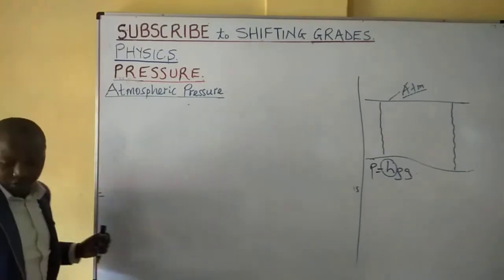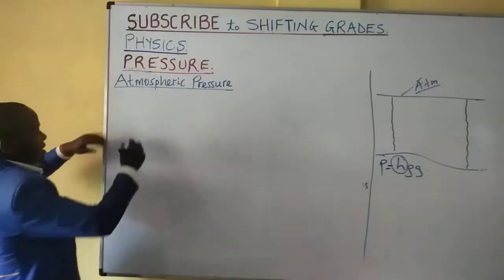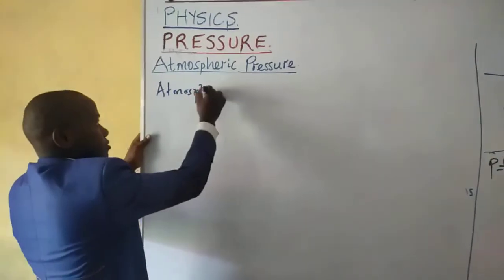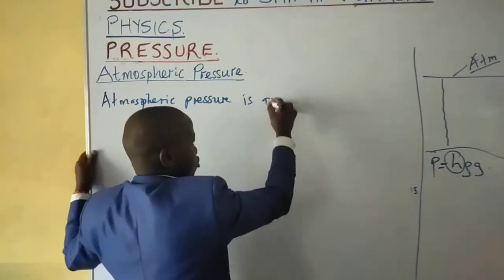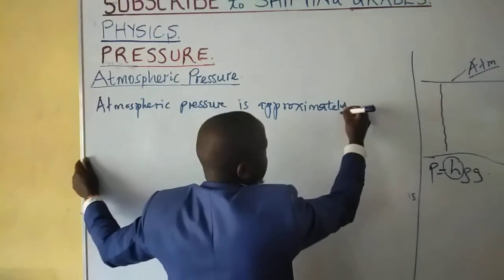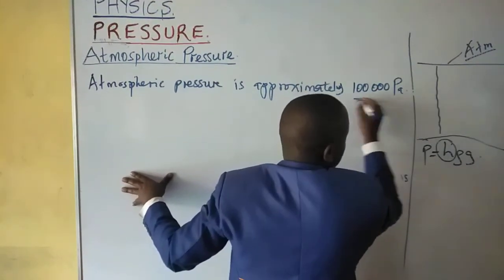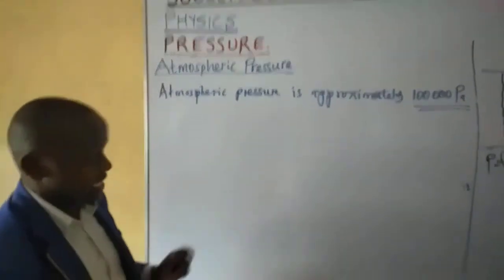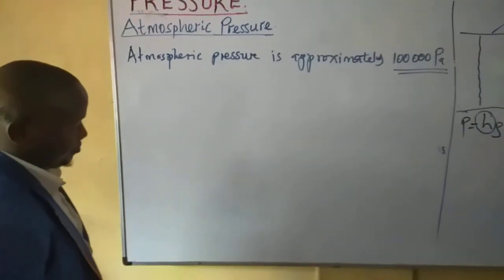With that now, I would like to say that even though later we will be looking at the measurement of pressure, I'd like us to say that the atmospheric pressure is approximately 100,000 Pascal. We will be seeing how it can be measured.